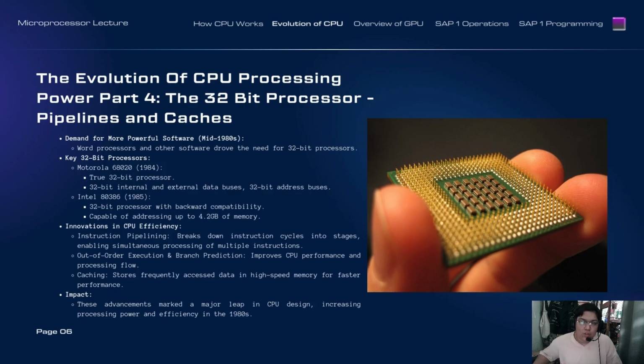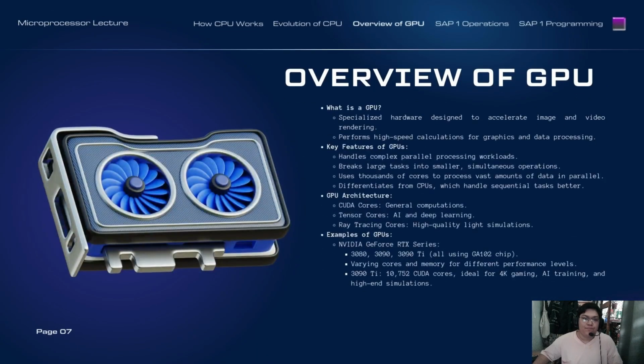Now, moving on to the overview of GPU, which is the Graphics Processing Unit. A graphics processing unit, or a GPU, is a specialized hardware component designed to accelerate the rendering of images and videos, as well as perform high-speed calculations for graphics and data processing tasks. GPUs are particularly adept at handling complex parallel processing workloads, which make them ideal for applications such as video games, cryptocurrency mining, and AI computations.